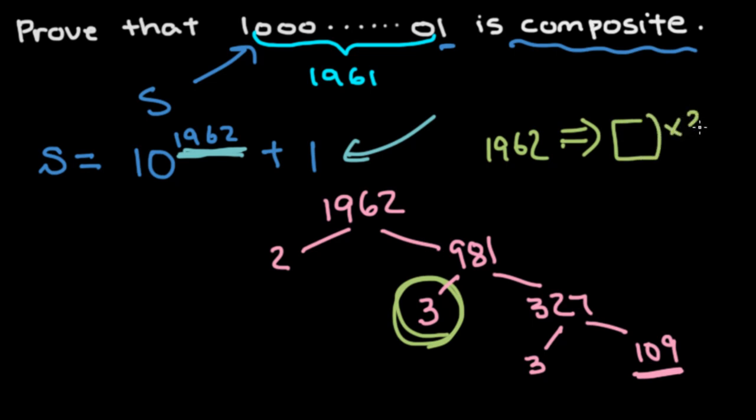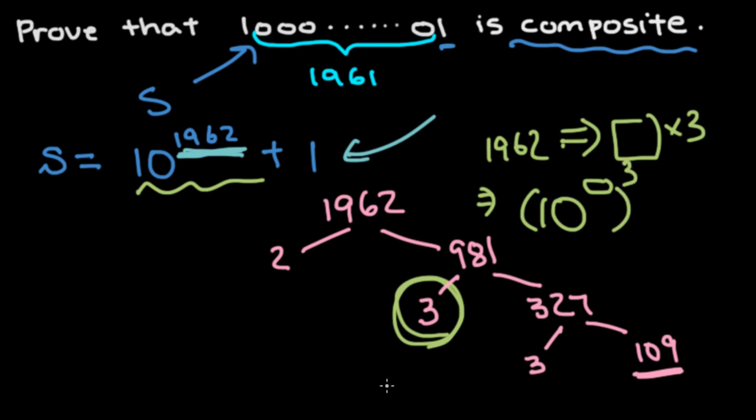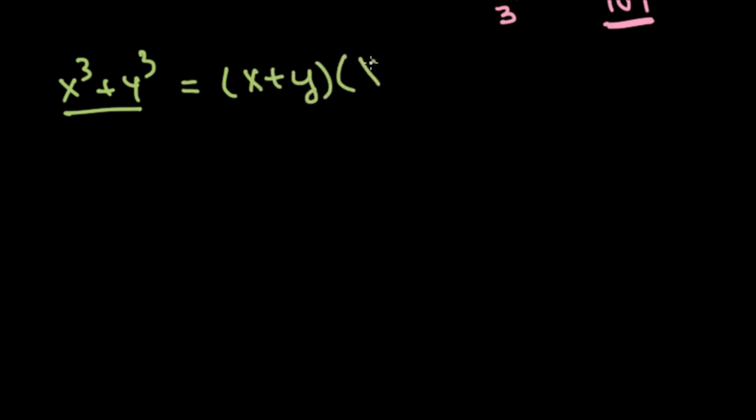something times 3. And this means that we can rewrite this term right here as 10 to the power of something cubed. And this is really useful because remember, in a given term x cubed plus y cubed, we can factorize this such that it becomes x plus y times x squared minus xy plus y squared. And this is exactly what we have.